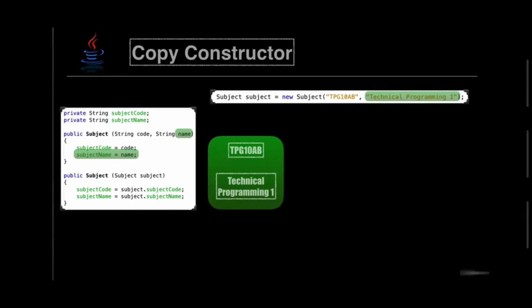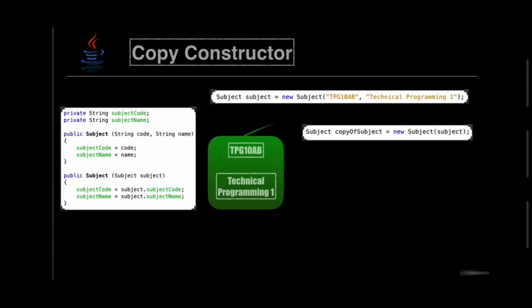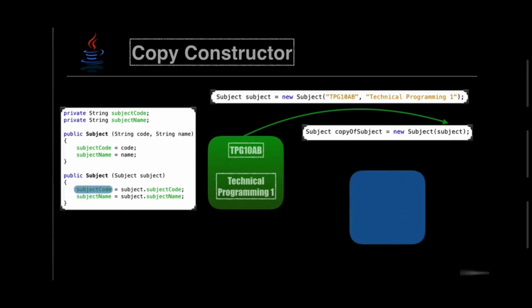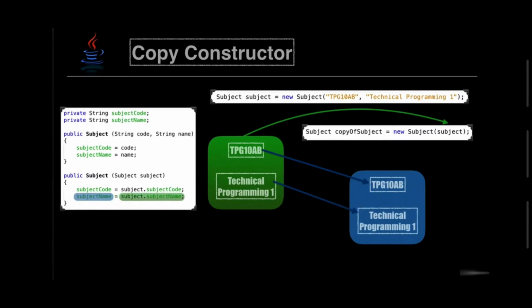If we then use the copy constructor call to create a new object, we pass in the existing green subject object in order to make a copy of it as the new object. So how do we make a copy of an object? We need to copy all the fields of the object we want to copy to the fields of the new object that will be constructed. So now for our blue object, we set the subject code the same as the subject code of the green passed-in object, and we set the subject name of the blue object to the subject name of the green object. And now we made a copy of the green object.